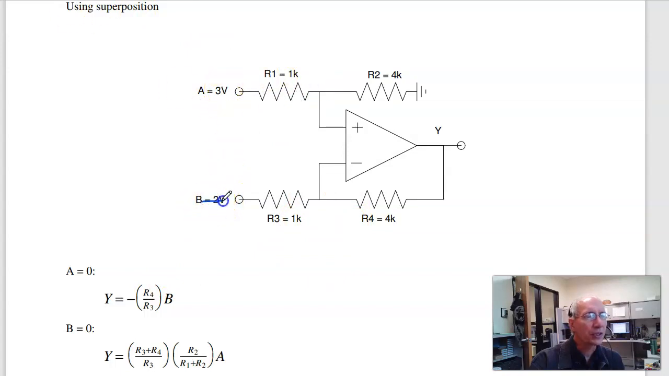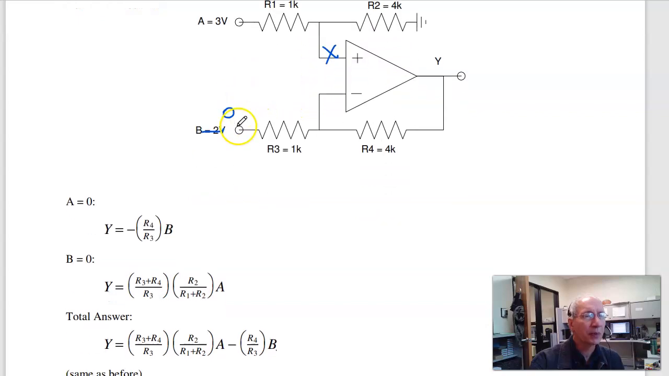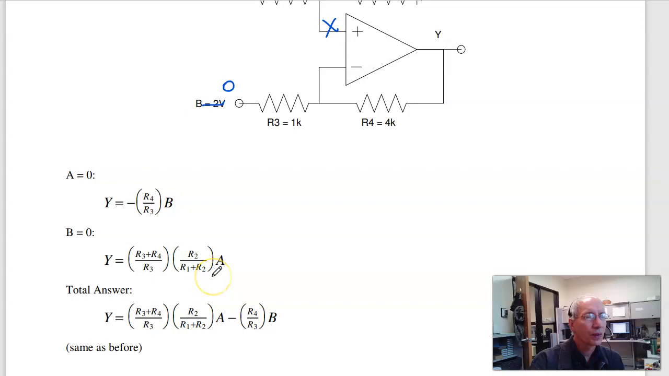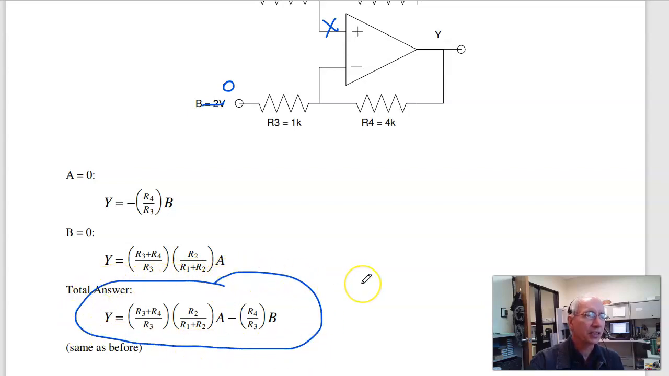If B is 0, I know Y in terms of this guy. That's a non-inverting amplifier. It's 1 plus the ratio. I know X in terms of A. It's R2 over R1 plus R2 times A by voltage division. So I get this for Y in terms of A. Add the two together by superposition, I get the same answer.